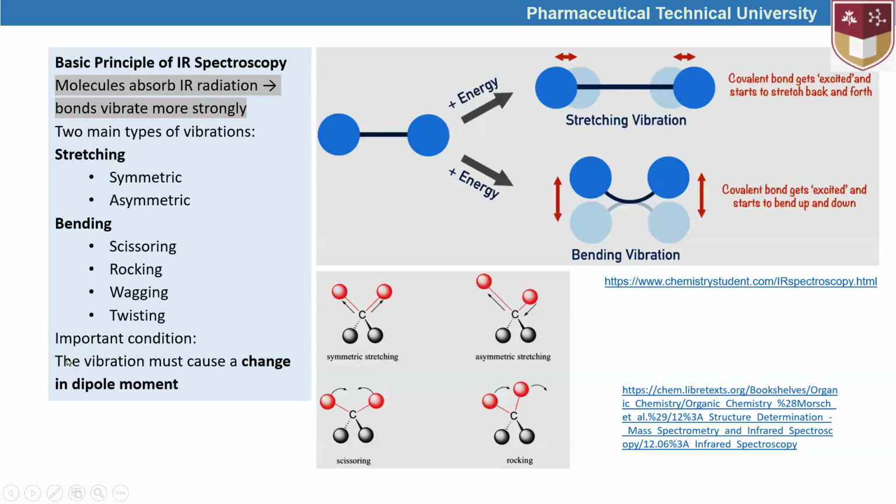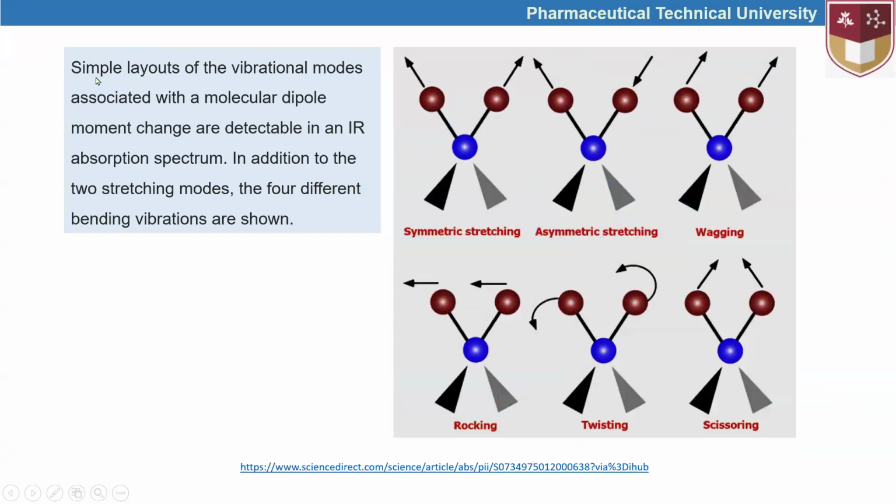Another point that we have to take into account and keep in mind is that the vibration might cause a change in dipole moment. I'm not going to talk about dipole moment, but if you are interested, try to link dipole moment change with the vibration as well. Here we can see simple layouts of the vibrational modes associated with the molecular dipole moment change that are detectable in an IR absorption spectrum. In addition to the two stretching modes, the four different bending vibrations are shown.